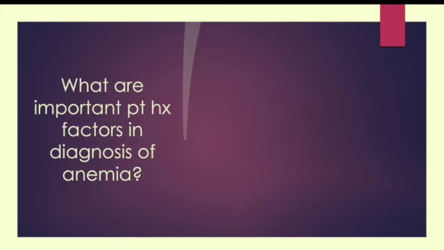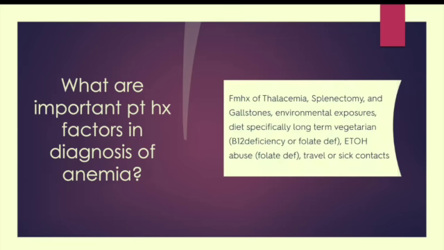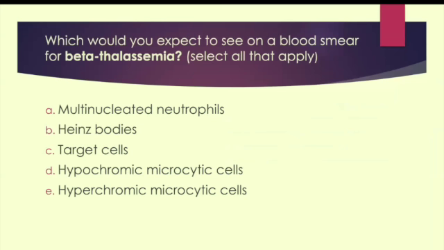What are important patient history factors in the diagnosis of anemia? So you're looking for family history of thalassemia, maybe a splenectomy and gallstones, any environmental exposures, any diet, specifically long-term vegetarian for like B12 deficiency or folate deficiency, ETOH abuse, folate deficiency, and then travel or sick contacts.